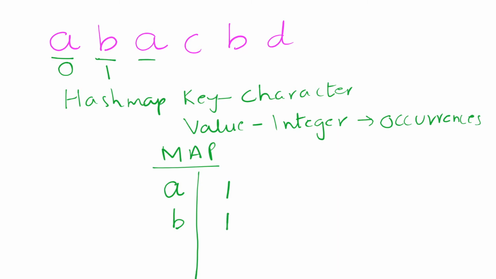Moving on to the next index, it is A, and this time when we check our HashMap, we indeed find the character A, and we simply update its occurrences by 1. So the number of occurrences for A is now 2.